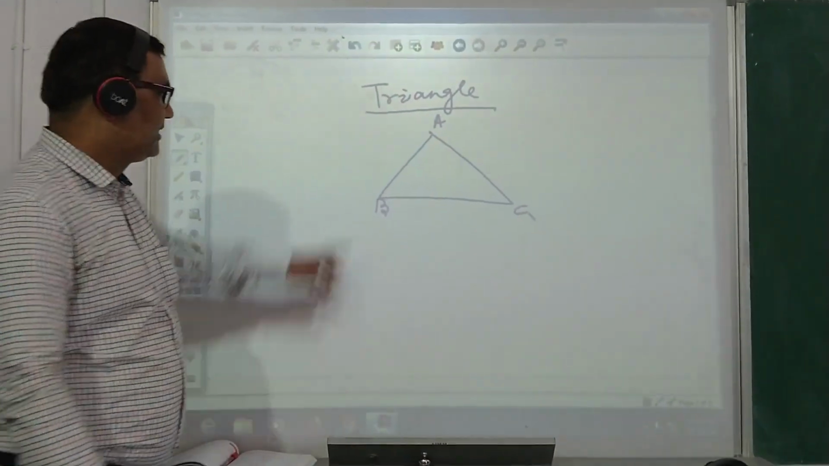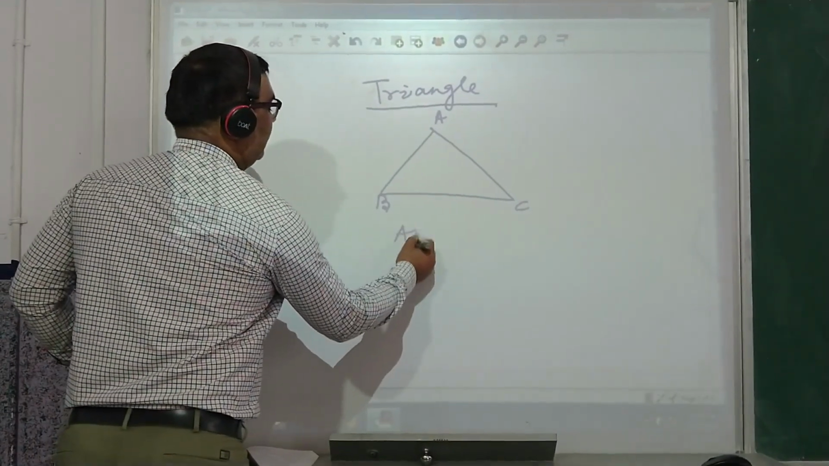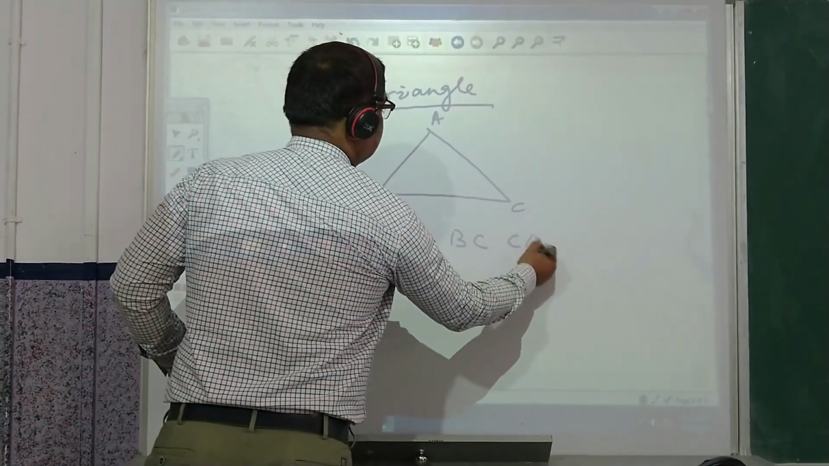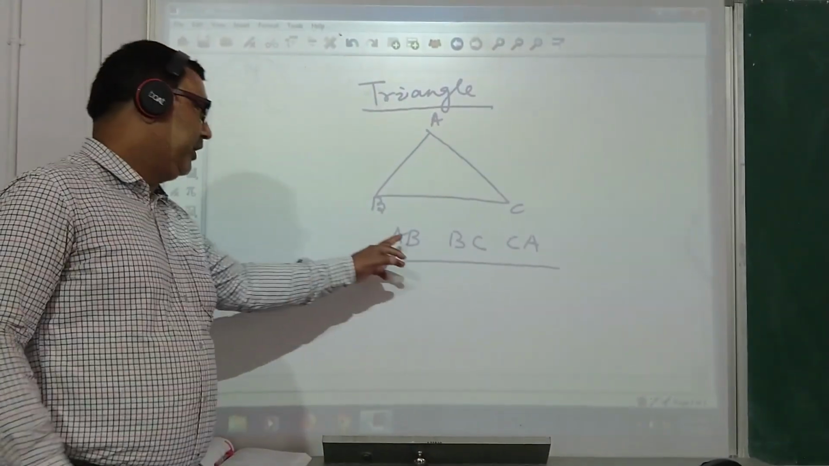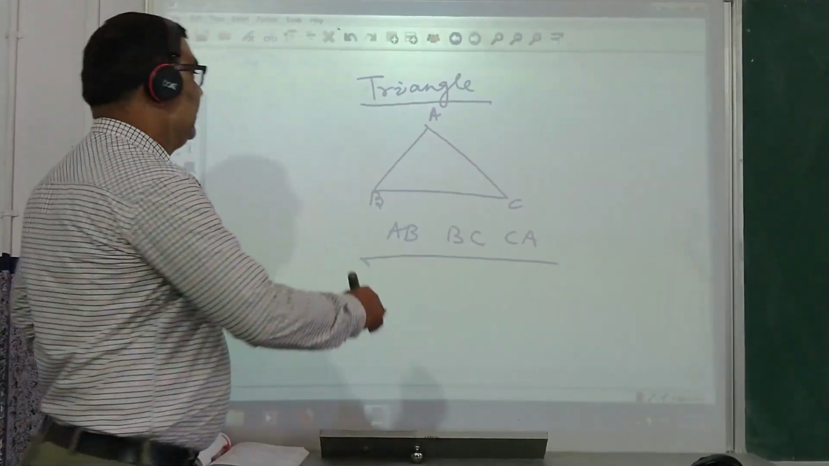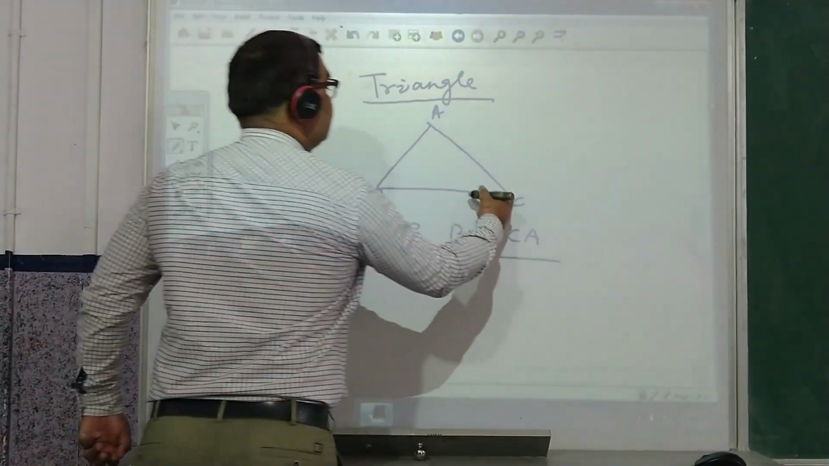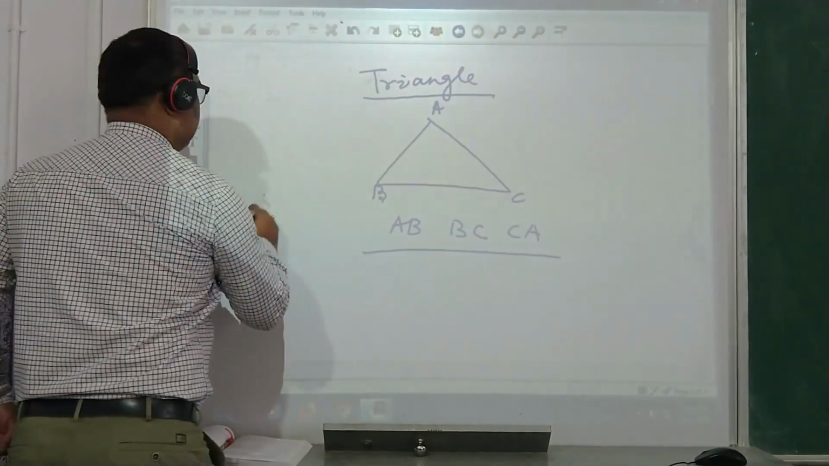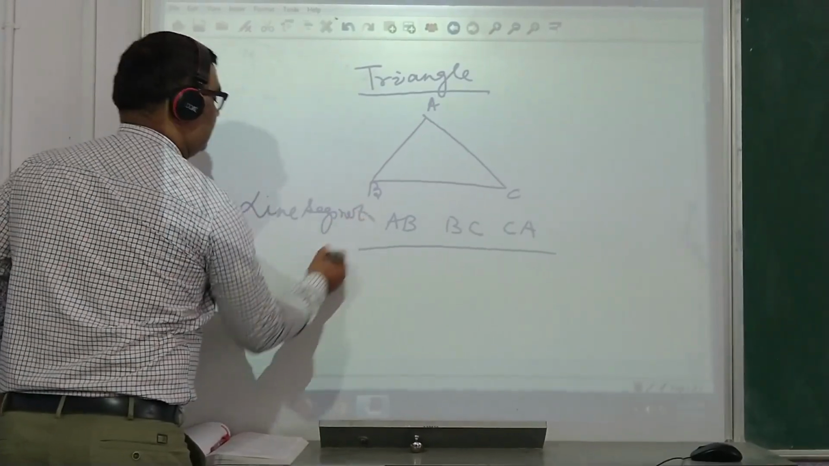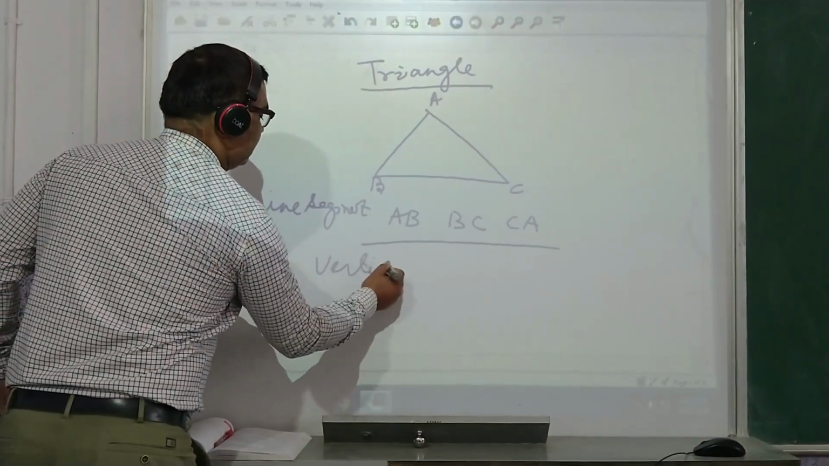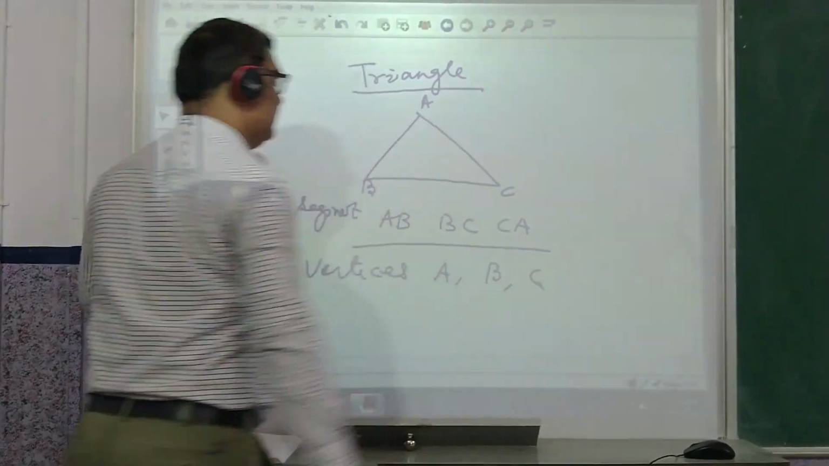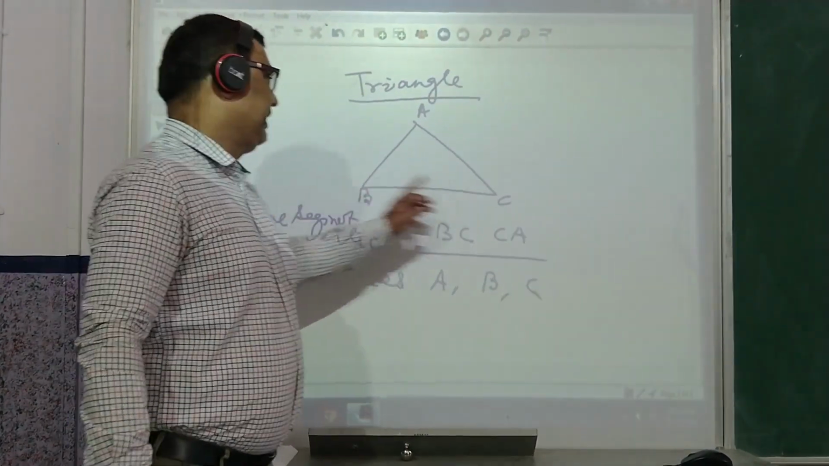The line segments are AB, BC, CA. So AB, BC, CA are what? The line segments. A, B, C are the vertices.